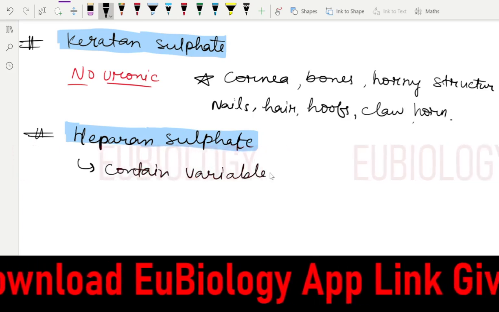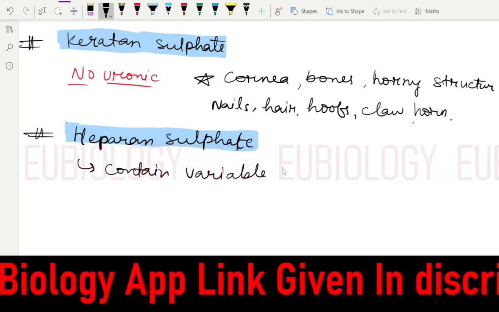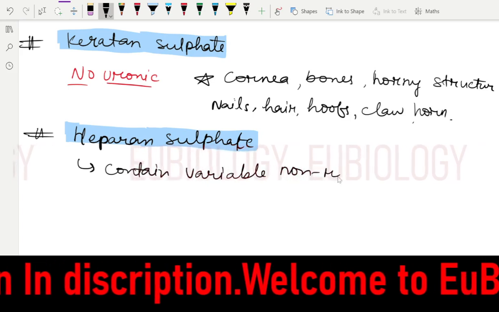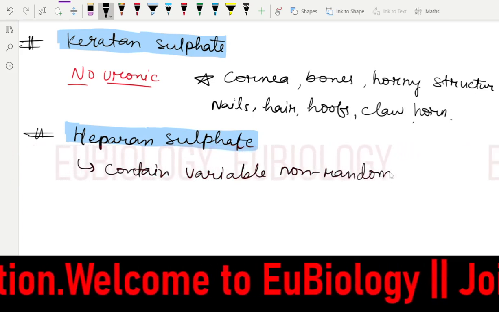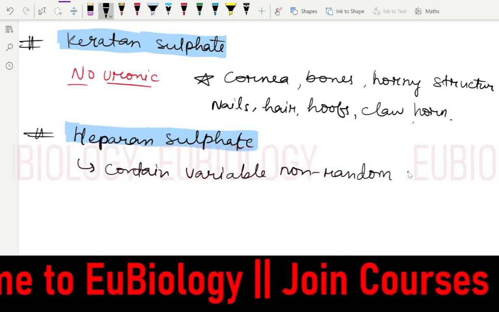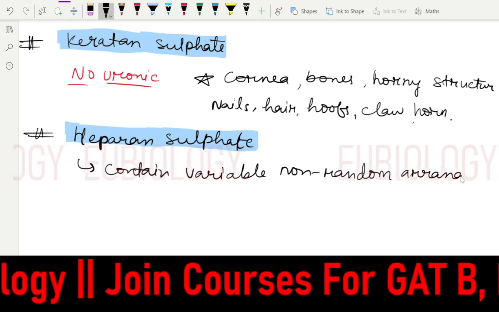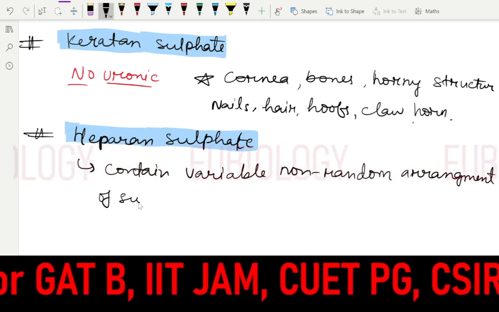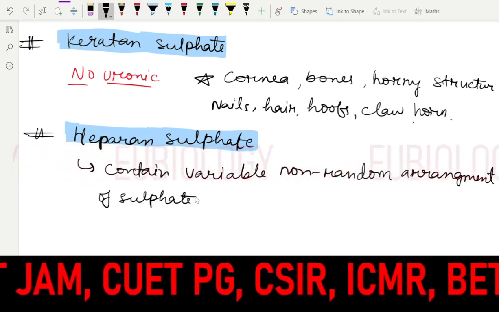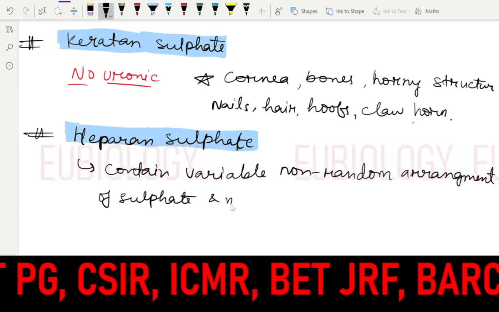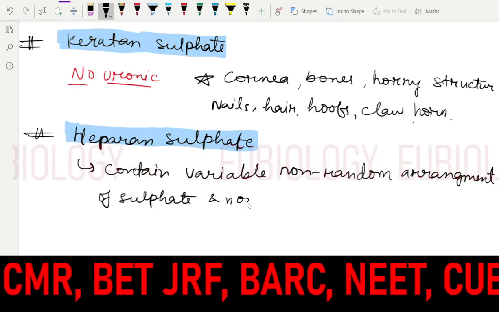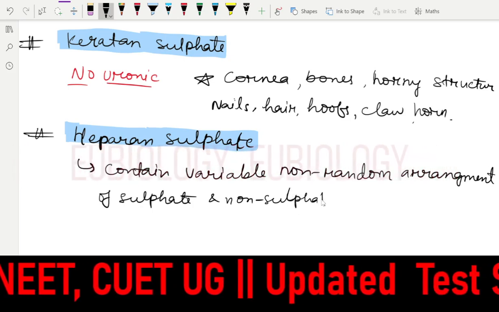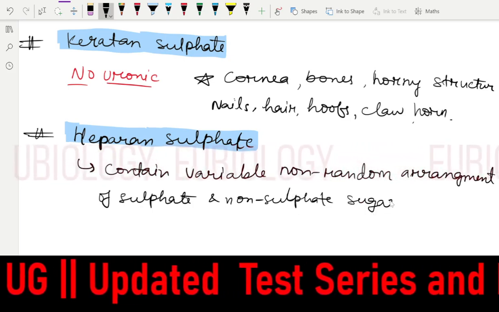So it contains a variable, non-random arrangement of sulfate and non-sulfate sugar. Got it. Very nice.